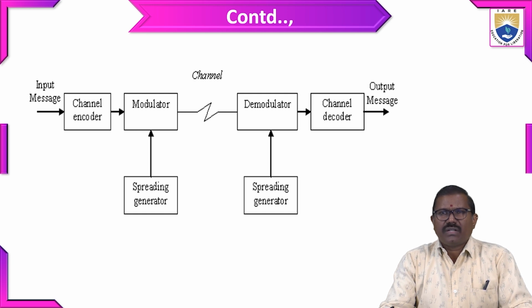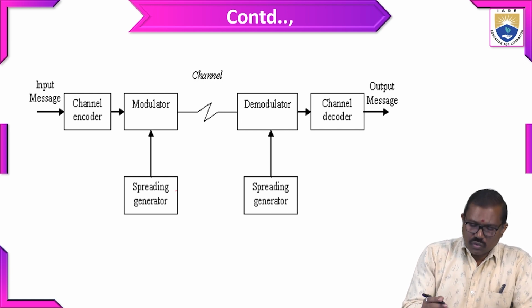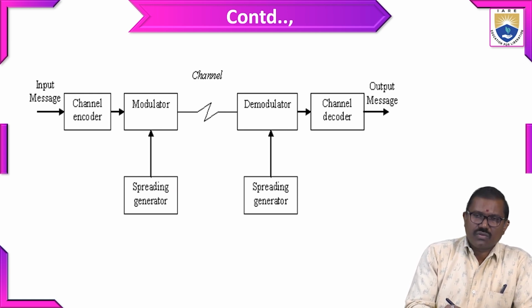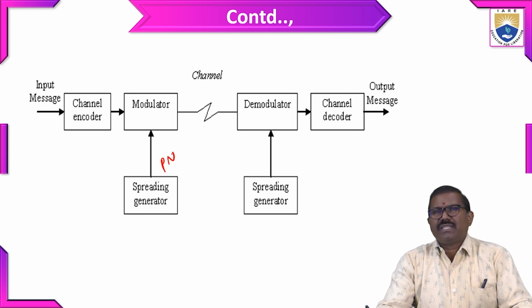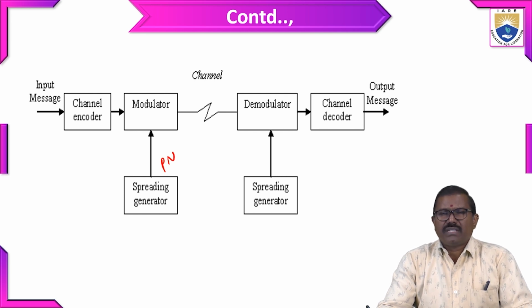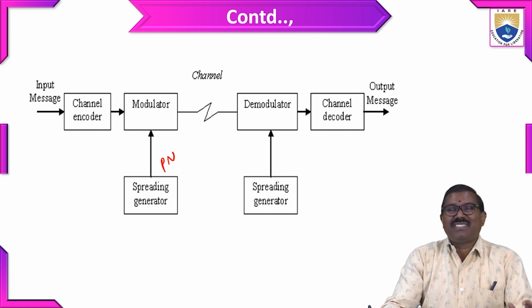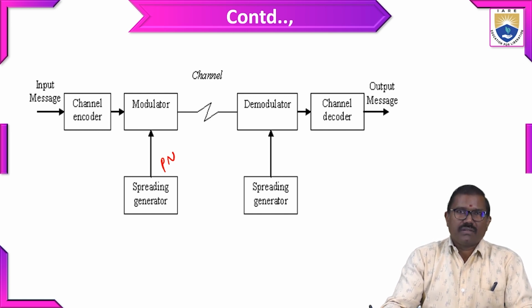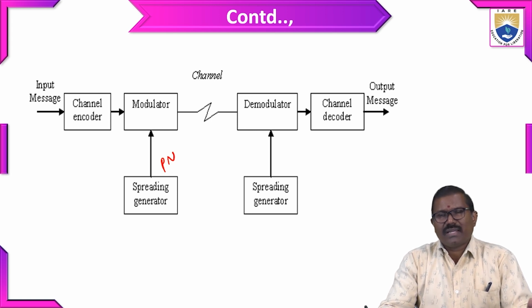So in the modulator, we are using the spreading generator. The spreading generator is nothing but pseudo noise, which you can simply call a PN sequence. The PN sequence generator is again modulating the already modulated signal. Here is the double modulation. First the input signal modulates the carrier, and again we modulate it by using a PN sequence.